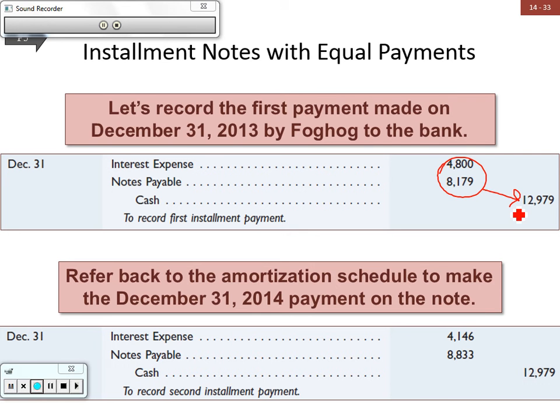At the bottom here, refer back to the amortization going to the next year, the new interest payment now is $4,146. The portion of this $12,979 that goes towards principal is $8,833. This is interest, right? This is principal. Same thing here. Interest. Principal.